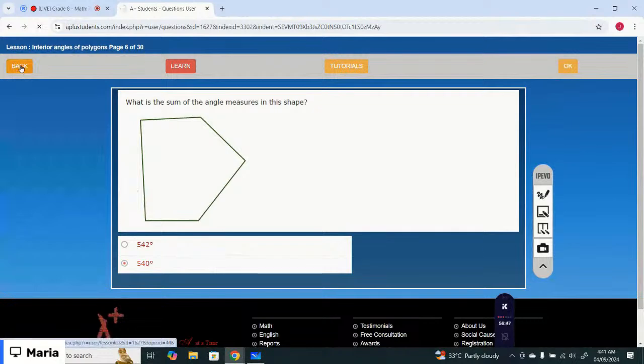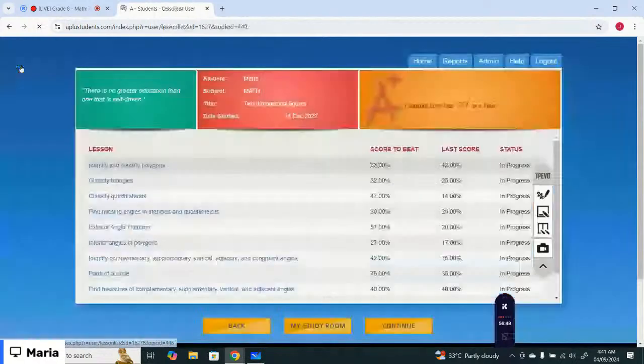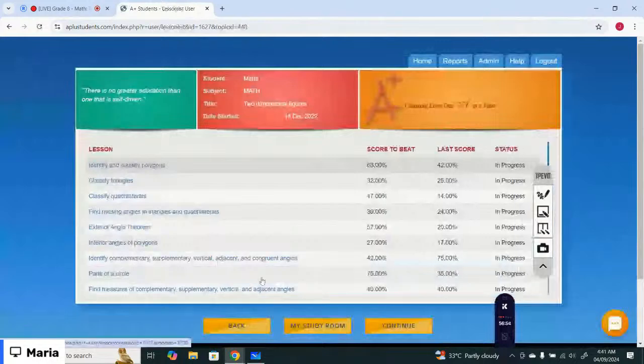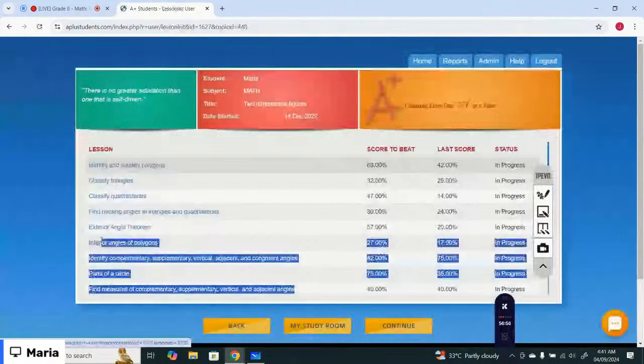So, we were working on grade 8 math. The chapter we were working on is two-dimensional figures, and the lessons we have covered today are interior angles of polygon, exterior angles of polygon, identify complementary, supplementary, vertical, adjacent, and congruent angles, parts of a circle. So please make sure before the next session you complete all the questions for the lessons we just did. That is your homework until next session, right?